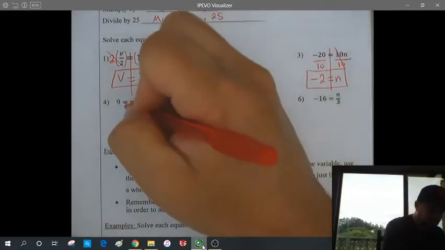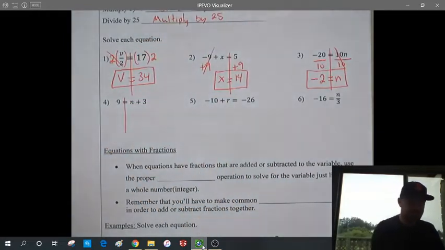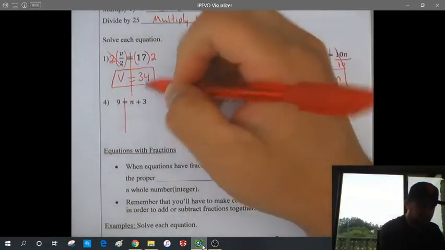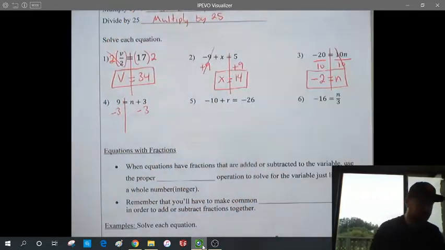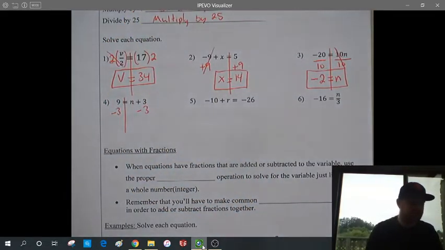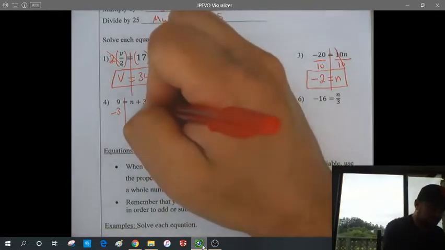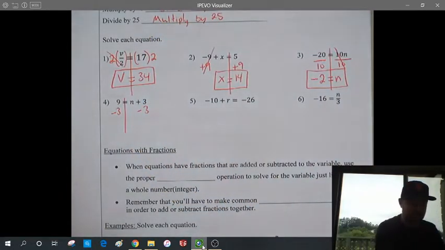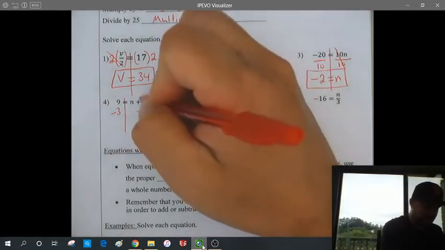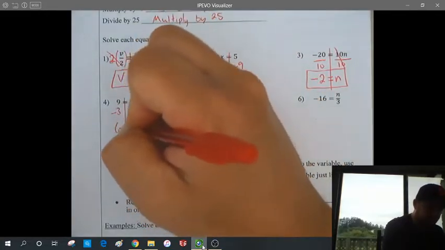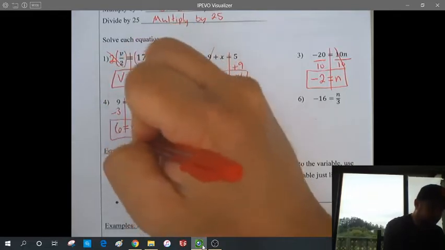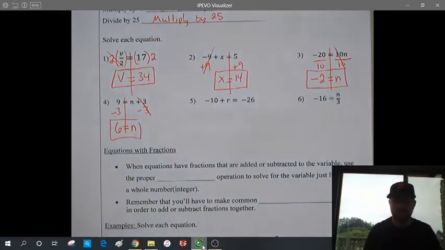Number 4, 9 equals n plus 3. Find our variable. It has a 3 being added to it, and it's positive. So in order to undo that, we're going to subtract 3, or add negative 3. I'm sorry, not subtract negative 3, subtract just 3. And over here, 9 minus 3 makes 6, and so we get that n is equal to 6 here.